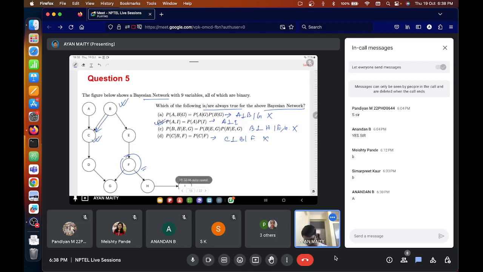So this is how you have to analyze, given two nodes, whether they are conditionally independent or not, given some evidence or no evidence. You have to use the three rules of d-separation, and using those three rules you have to find out whether nodes are connected or not.